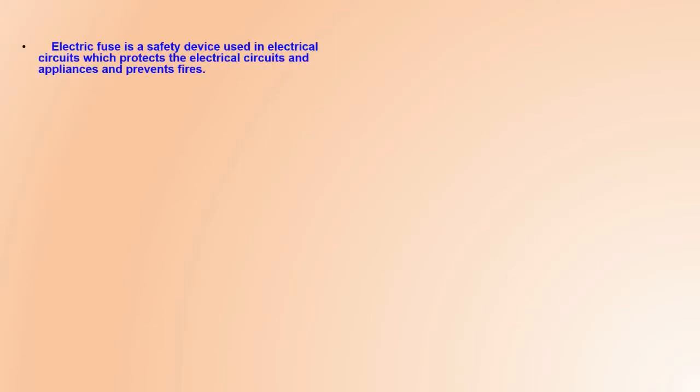This brings us to a precautionary thing that we make use of in our houses in order to avoid these sparks and in order to avoid this short circuit. We make use of an electric fuse in our houses as a safety device which helps to protect our electrical circuit and appliances in order to prevent fires. Electrical fuse is used in all electrical circuits in buildings.